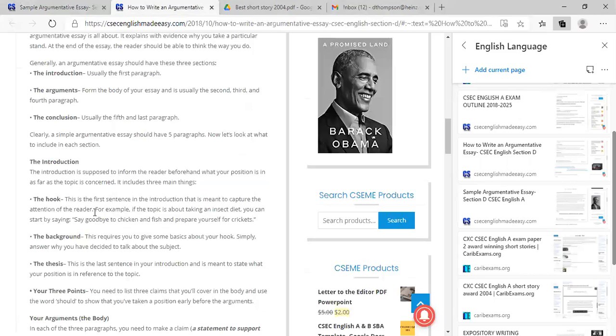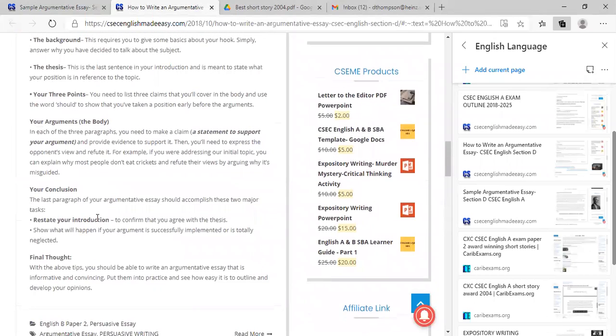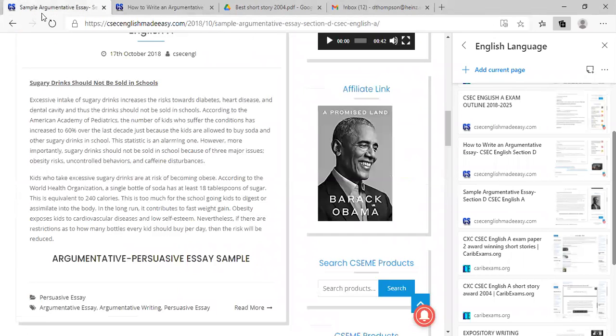The body is where each paragraph talks about one point. For the first point, let's give you an example of that paragraph. Kids who take excessive sugary drinks are at risk of becoming obese. That means we're talking about the first point, which is obesity risk. You want to talk about your points in order. If you listed obesity risk first, your first paragraph should be on obesity. Then the second should be on uncontrolled behaviors: what exactly are uncontrolled behaviors and how do caffeine or sugary drinks contribute to that? And then the third one is going to be on caffeine disturbances.